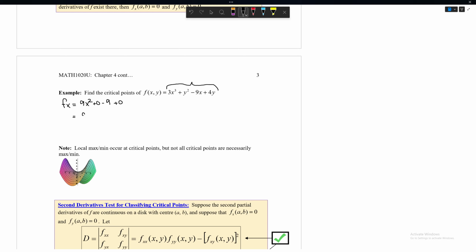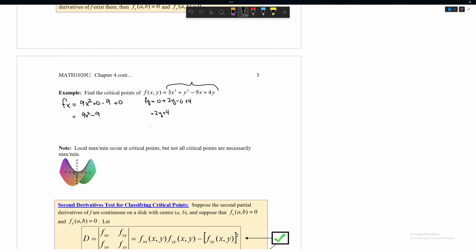Let's simplify. 9x squared minus 9. You can pull out a 9 if you'd like. We'll keep it like this for now. And then I will also need my f at y. Now my 3x cubed is a constant, so 0, plus 2y minus 0 plus 4, which equals 2y plus 4.